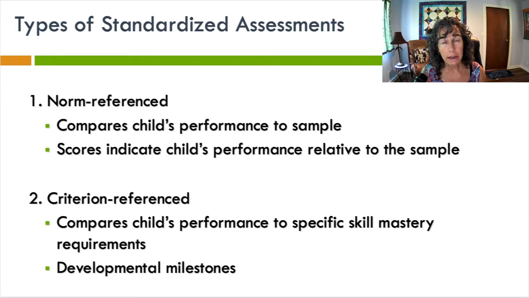The other kind of standardized assessment is criterion referenced. Rather than comparing the child's performance to a sample of peers, they compare the child's performance to a specific definition of skill mastery. And it's reflected in the developmental milestones. So for example, if we take the draw a triangle, right? Rather than saying 85%, is that what I said? 85, and I'm making this up, okay, so don't write it down. 85% of kids can draw a triangle by the time they're 5 years old.